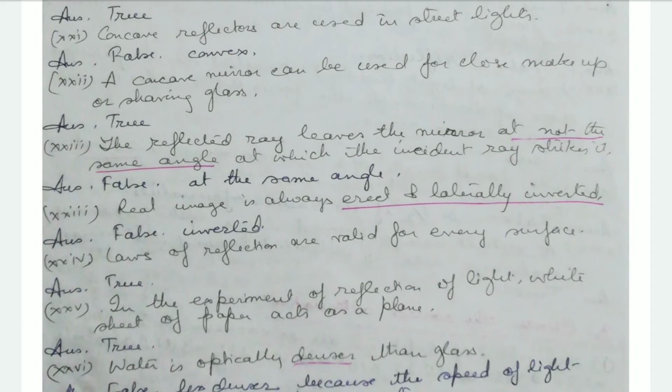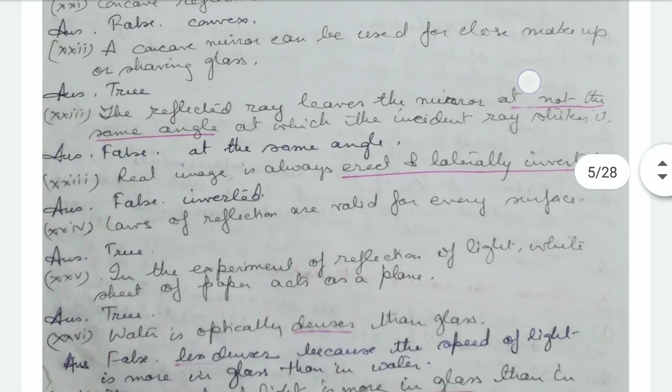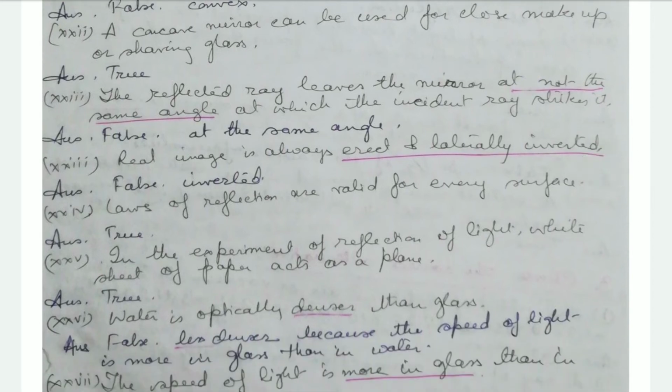when anybody sees the concave mirror very close, if his face is very close to the mirror, then the image will be formed virtual, behind the mirror, and it will be enlarged. That's why it's used for close makeup or shaving glasses. Then, a real image is always erect and laterally inverted. That's false. It is inverted, not laterally inverted.